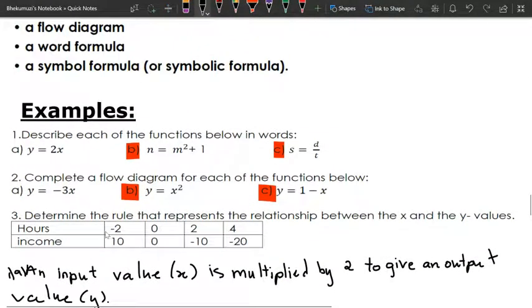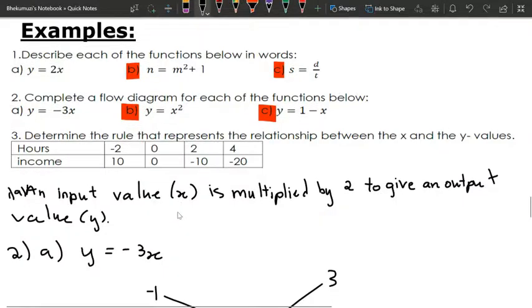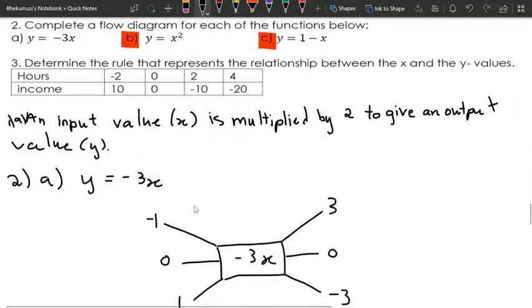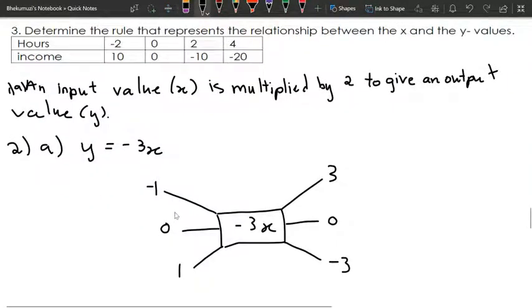But not only that, when you look at number 2, it says complete a flow diagram for each of the functions below. It says y is equal to negative 3x. If it's y is equal to negative 3x, what does it mean? It means that if we had to make a flow diagram, then we choose any possible inputs. We can choose any possible inputs, and the possible inputs that I chose are negative 1, 0, and 1. You could have chosen any other number yourself.